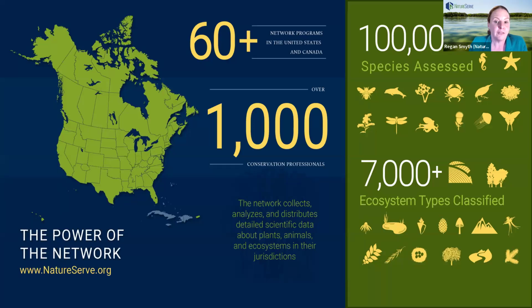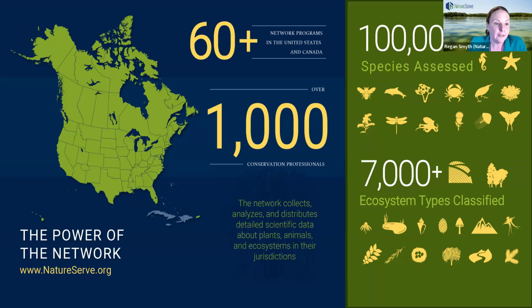50 years ago, we were founded as the world's first biodiversity information network. Today, we have more than 60 network partners throughout the US and Canada that are staffed with local experts. By design, we track all species, so vertebrates and invertebrates, plants, fungi. We are concerned with biodiversity writ large.